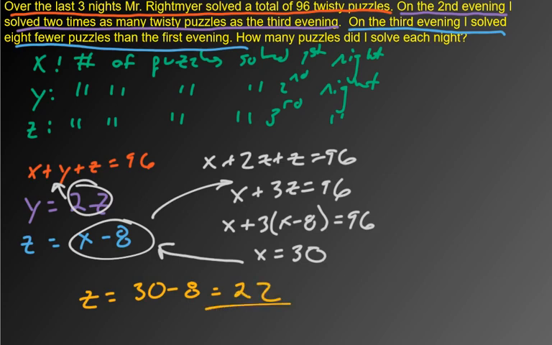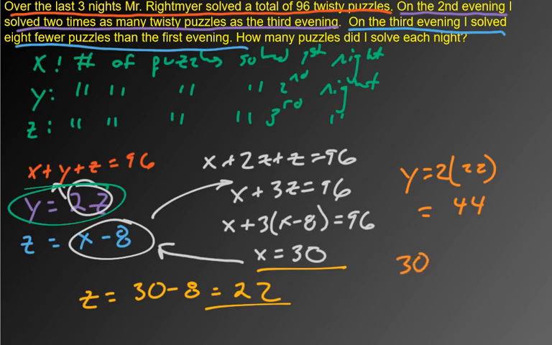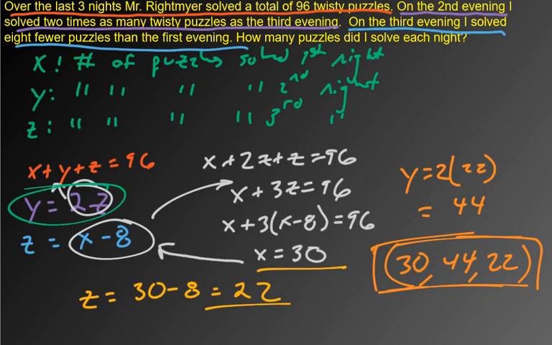And then I would take that and plug it into my first, no, sorry, I wouldn't do that. There's a better one. I would just plug it in right there. So then y equals 2 times 22, which is 44. So I basically solved 30 the first night, then followed up by 44, a busy night of solving twisty puzzles, and then 22. I must have been kind of tired. But those are the x, y, and z values that make this system true.